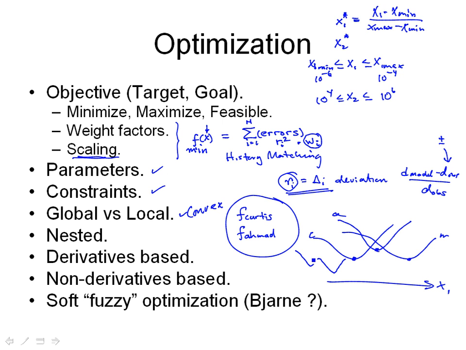Okay. If you start from the left, you'll reach this probably. If you start from the right, you'll reach this. This is the global minimum and this is a local minimum.